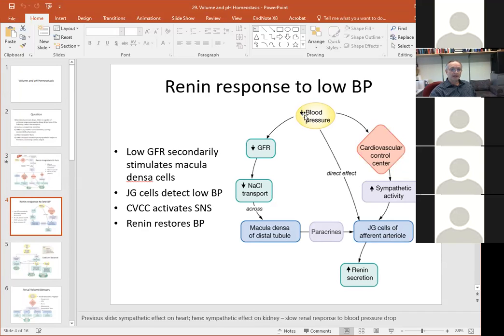So if the blood pressure is down, not only does the CVCC tell the heart to speed up, it tells the kidney to speed up. Interesting, hey? So that complements the heart effect of the CVCC. Remember, the CVCC is in the medulla. It sends output to the locus coeruleus, which is the head of the sympathetic system. And the sympathetic nerves travel down to the lateral horns, where they send preganglionic nerves out to the sympathetic chain. And those can go to the kidney.